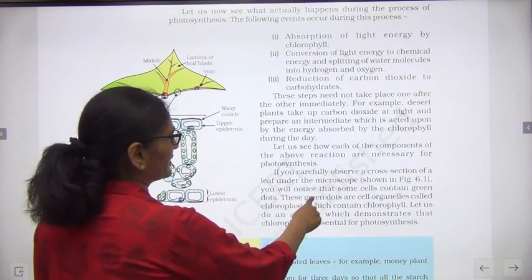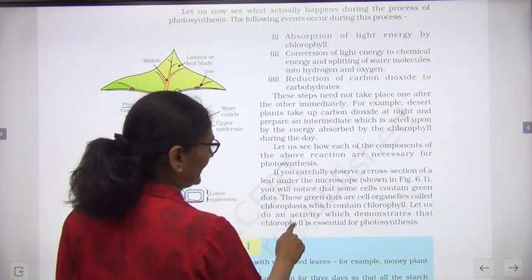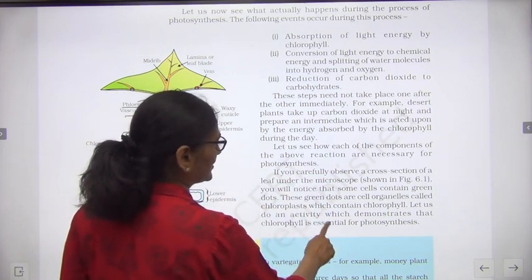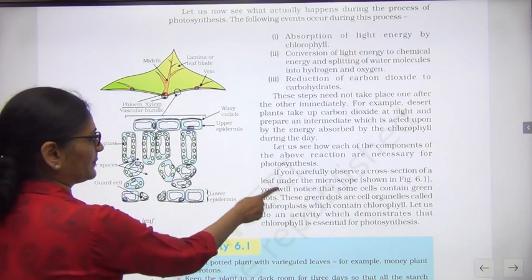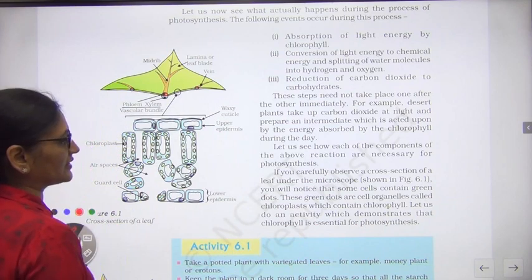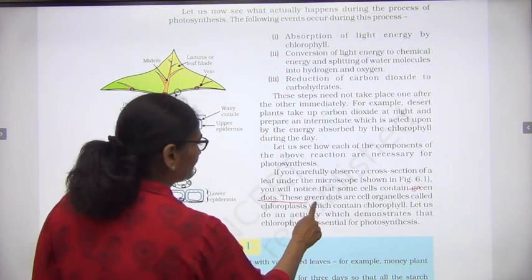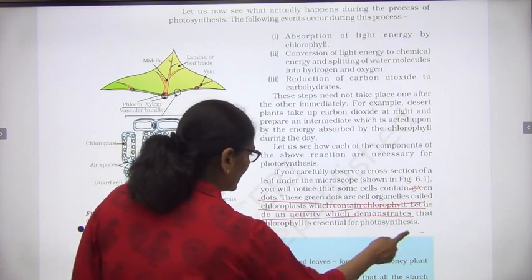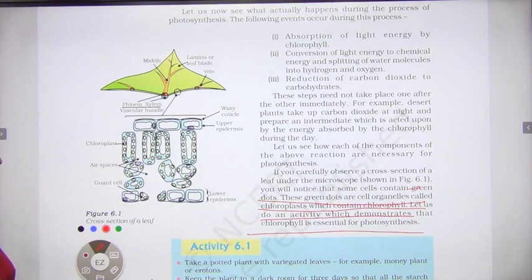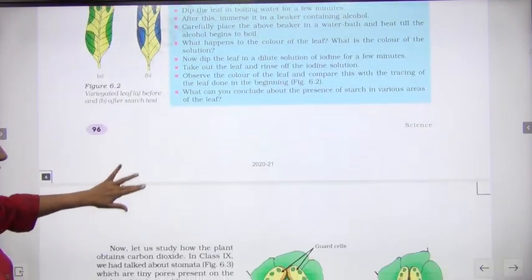Now you will observe, plants need carbon dioxide. First it is about chloroplast, which contains chlorophyll. So this is where photosynthesis takes place. So this paragraph is this. Where does photosynthesis take place? Photosynthesis takes place in the green dots. The green dots are organelles called chloroplast. Within this chloroplast, there is chlorophyll which is necessary for photosynthesis. There is an activity for this as well. This I will teach you in my next class.